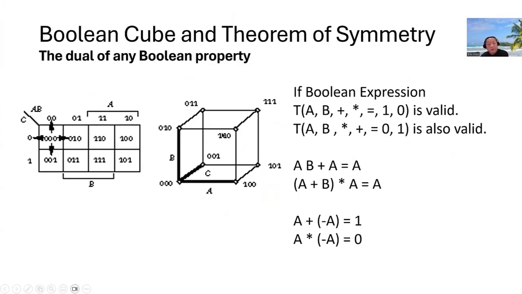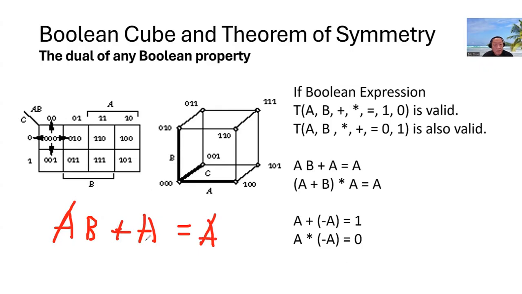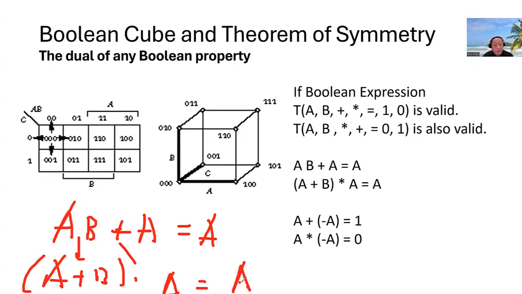There is a theorem called the duality theorem. Duality theorem means that when an expression with AND, OR, 0 and 1 is valid, then the same expression with AND and OR swapped, and 0 and 1 swapped, is also valid. For example, AB plus A equals A: if you change AND to OR and OR to AND, the rule will still be true. It's called the duality rule.